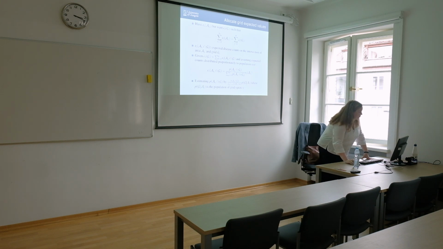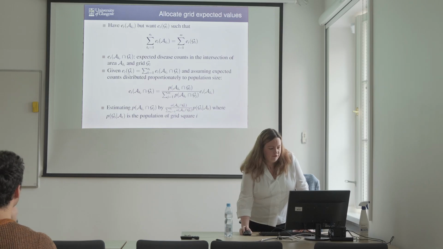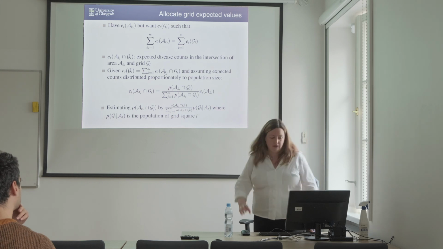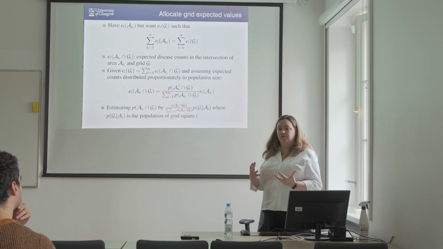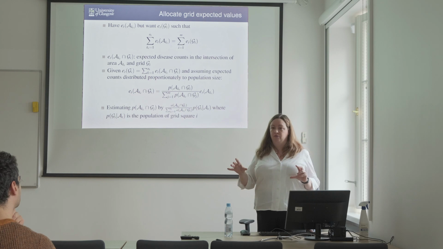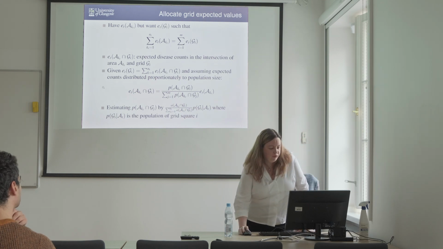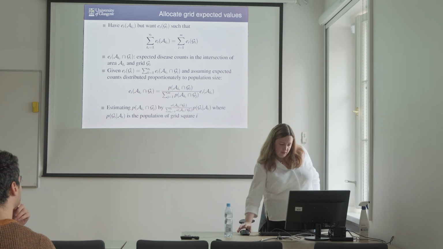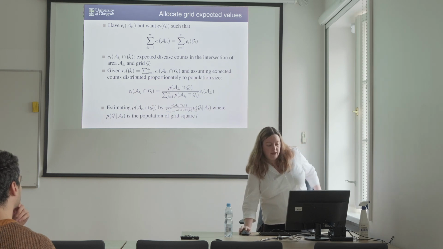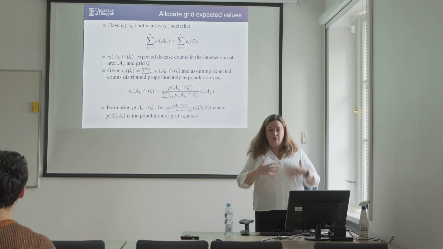So I want to take a look at what the expected count is for the intersections of the areas and the grid squares. Given that I know that the expected count for a grid square is going to be the sum of all the intersections with all the areas of that grid square's expected counts, I can basically just set this equal to that. So it's allocating these expected counts roughly relative to population size. The expected count for this intersection is going to be equal to the expected count times the proportion of population that we find within that intersection. And then we can estimate the population by, again, allocating these according to the areas.